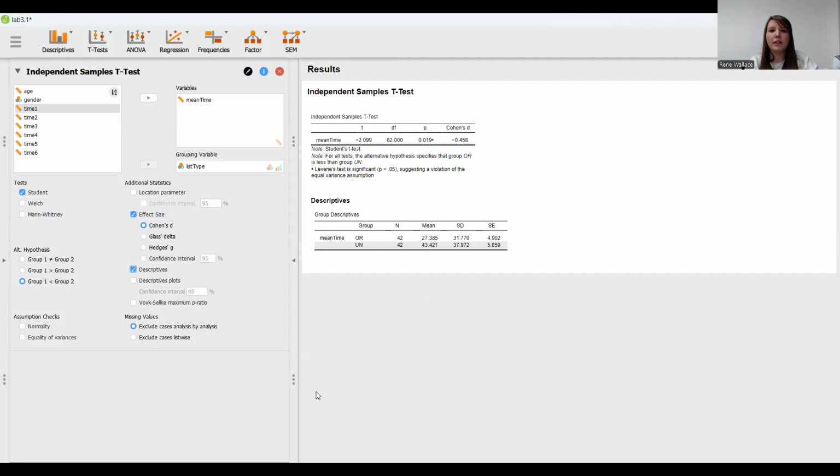But let me stop sharing. That's it. Now you have all of the data that you need to be able to write up your Lab 3.2 data file. I hope that makes sense. And if it doesn't, feel free to email me with any questions that you have.